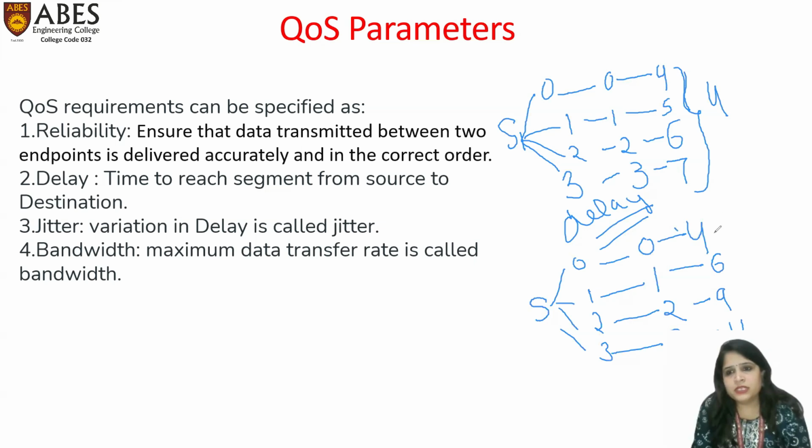So here in that case you can see the delay is 4. In that case arrival is 1 and departure is 6, so the delay is 5. In that case arrival is 2 and departure is 9, so the delay is 7. So what happened here? It is nothing but jitter. Why is it jitter? Because here there are variations in delay.